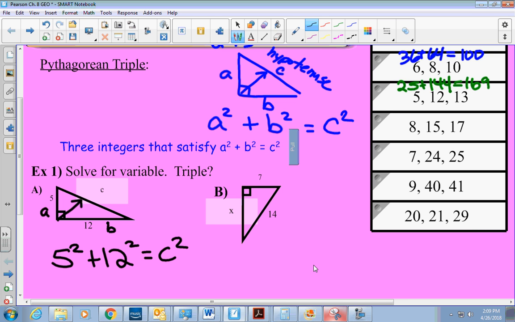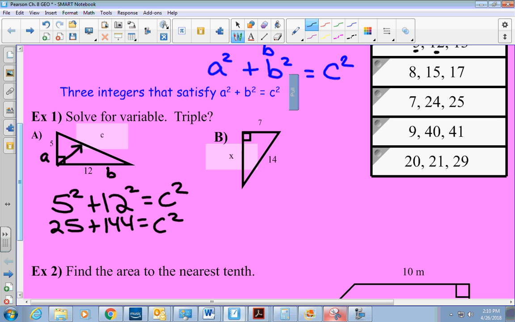So we're going to square the 5. And by the way, what do you think C should be? 169. So it's going to be 25, 144, and 25 plus 144 is 169.